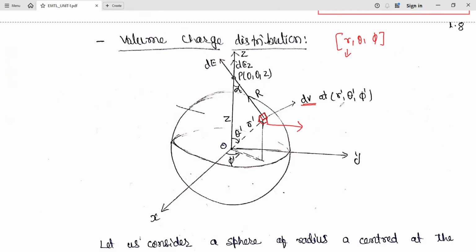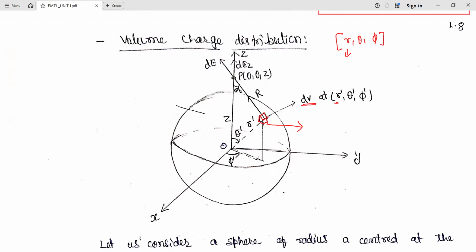So the differential volume coordinates are not on the surface. This is a volume, and it is somewhere inside the sphere. Maybe some edges are just touching the surface from the inside, but it's not exactly on the surface. That's why the coordinates are not r here, but r dash, theta dash, phi dash. And again, point P is considered on the z axis at height z, so P is (0, 0, z).